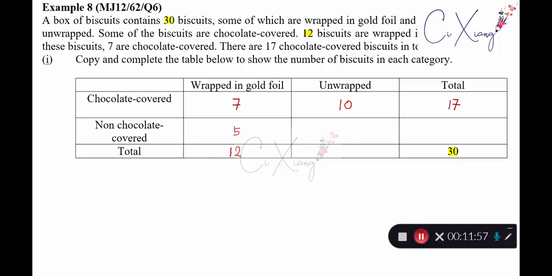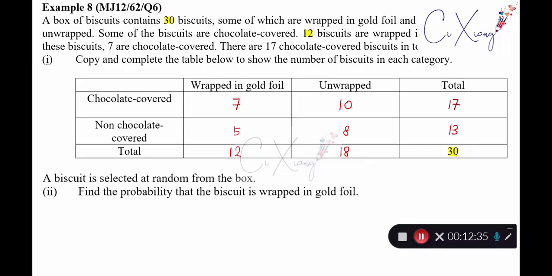Next, the grand total biscuit is 30. So you have 12 for wrapped biscuits, therefore the rest are unwrapped, which is 18. So you can complete the rest of the table easily. Try to double check the total of every single row or column to see whether it is correct before you start to answer the question. So first you need to get the table done before you can answer all the questions later.